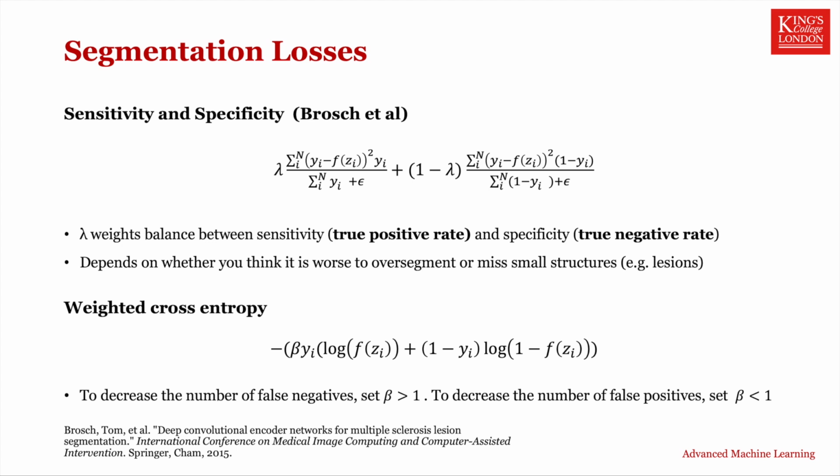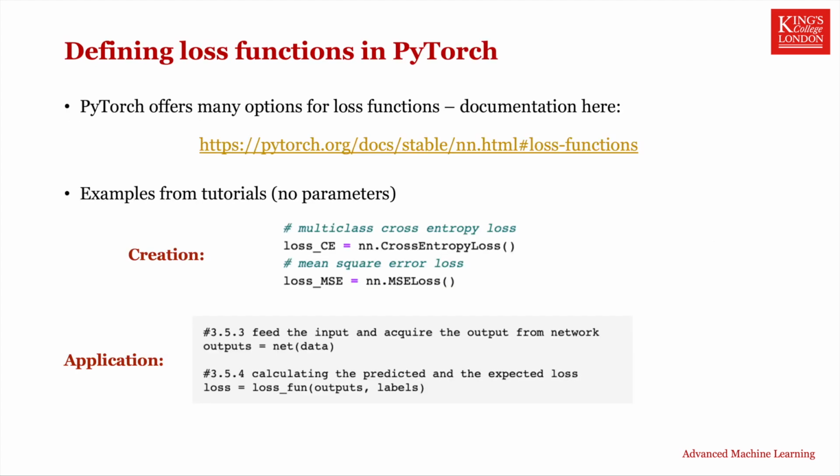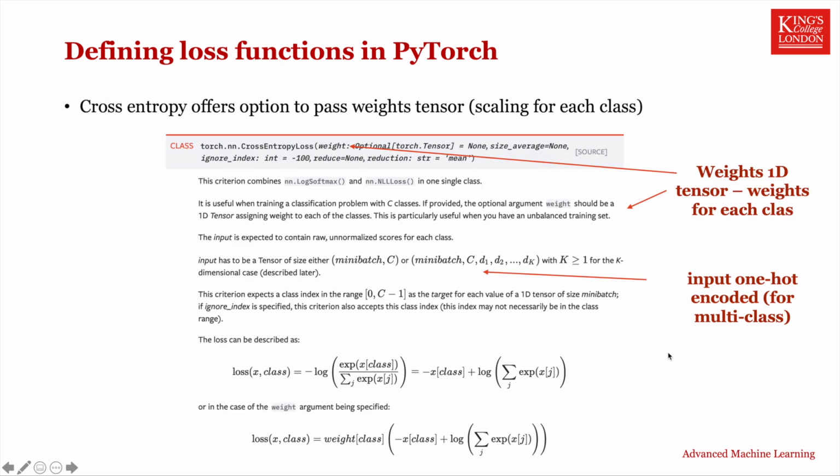Finally, weighted cross-entropy is a weighted form of cross-entropy that can also allow preference for certain classes. So that gives you quite a lot of options to choose from, and there are many more available through PyTorch, which you can check out here. Here are some examples of how we've used them in the notebooks. So here we pass no arguments, and this is how we've created them. And here is an example of where they're applied in the following way, passing the true labels and the predicted ones which come out of the forward pass.